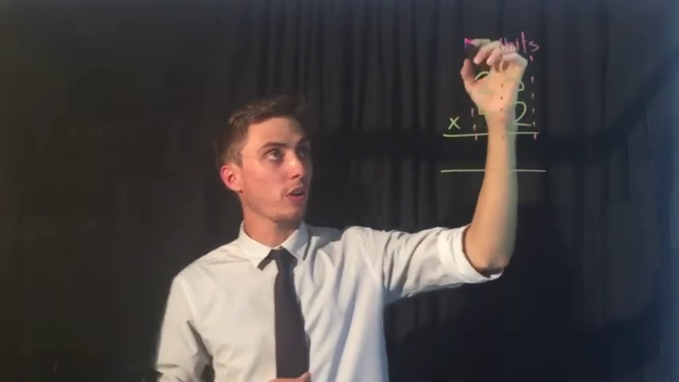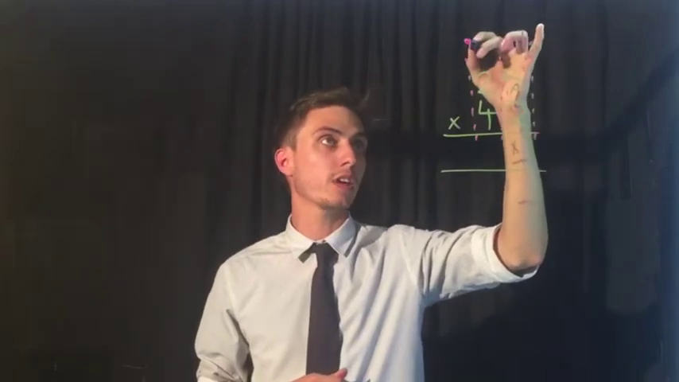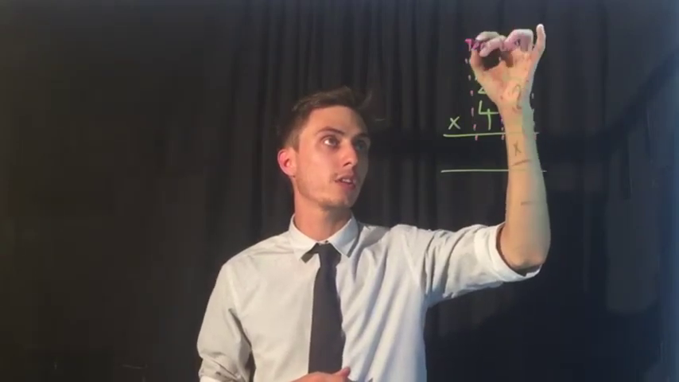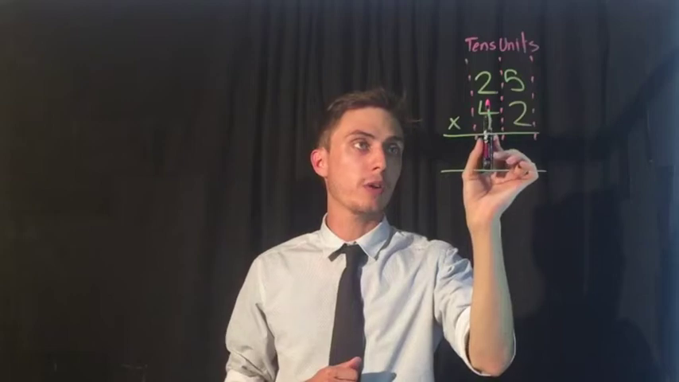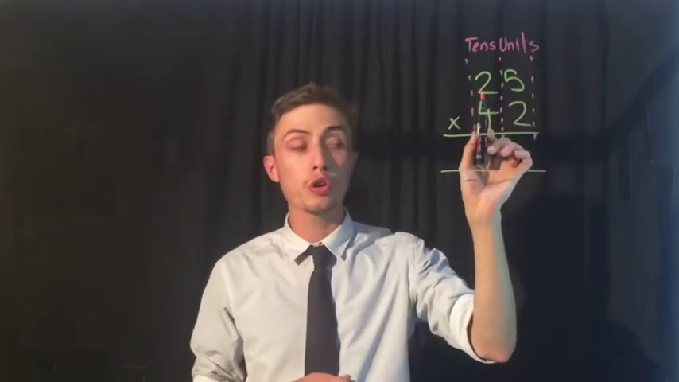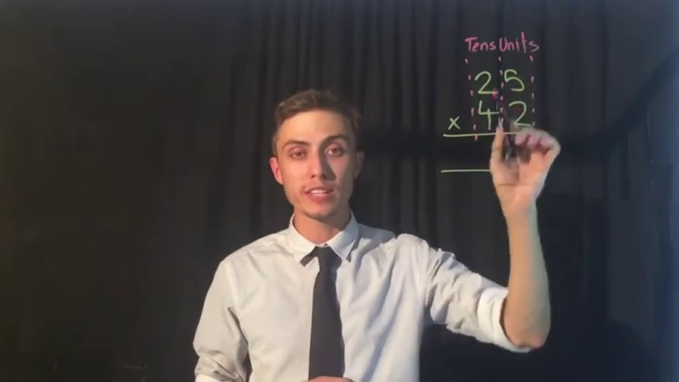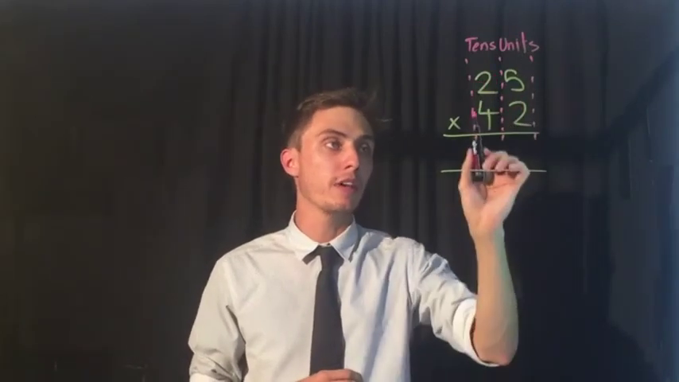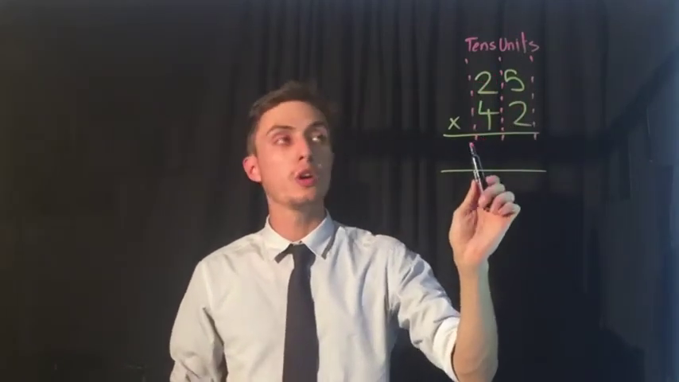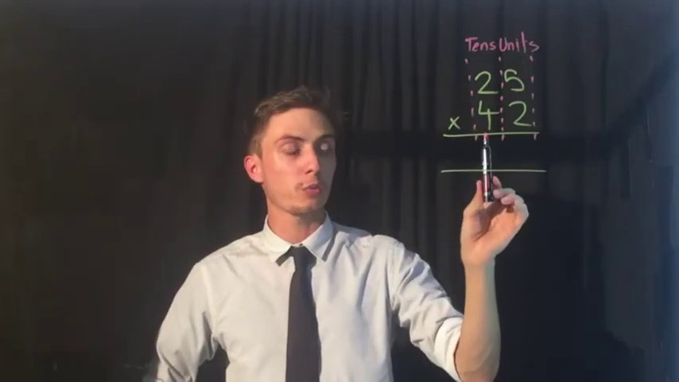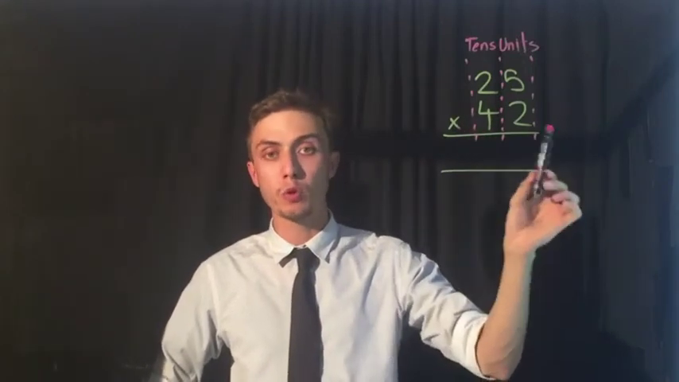Now if we come over to this column, you guessed it, this is going to be our tens column. So this number here, although it is a 2, we know that actually it's 2 tens, so it stands for 20, which is how we get 25. And this one here, although it's a 4, we know that it's our tens column, so it actually stands for 40.